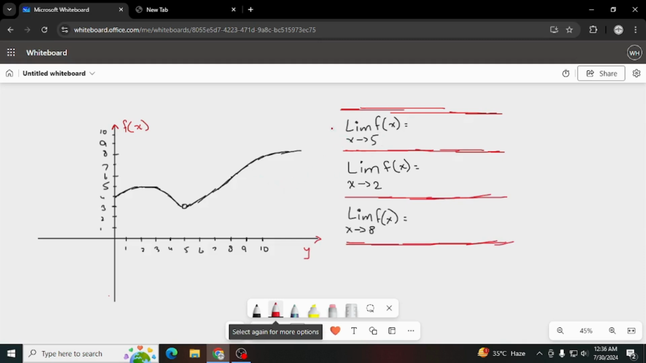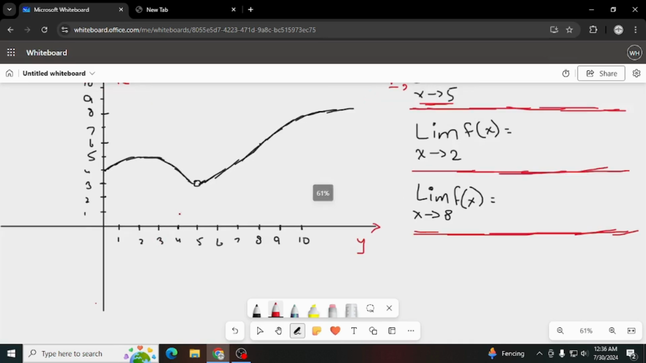Okay, so we've got our first problem right over here. We have to evaluate the limit as x approaches 5 of f of x. So what is the value it's approaching as x is approaching 5 right here? All right, so let's see. As we approach 5 from the left-hand side, we've got our x value as 5 right over here. The function seems to be undefined at this point at x equals 5, but the limit does exist.